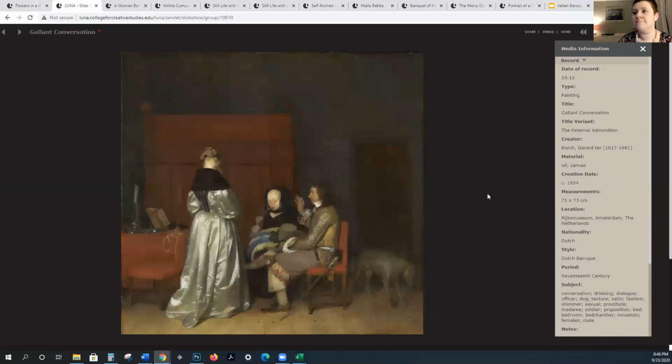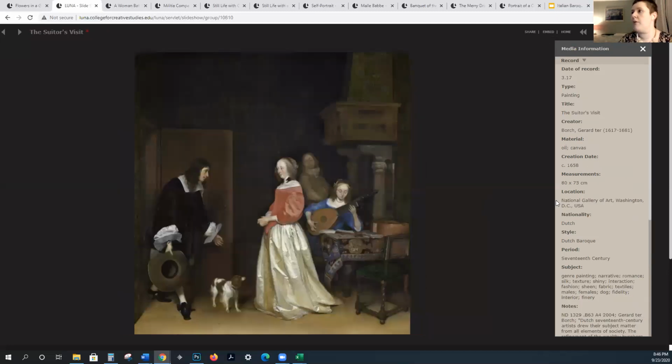So continuing. Again, kills me, we have to go this fast. This is not the Paternal Admonition. That is a title that used to be used, assuming that this young woman was being admonished by her parents. It's actually a scene of a man offering money to a prostitute and her madam. So if that comes up, now you can tell your friends.